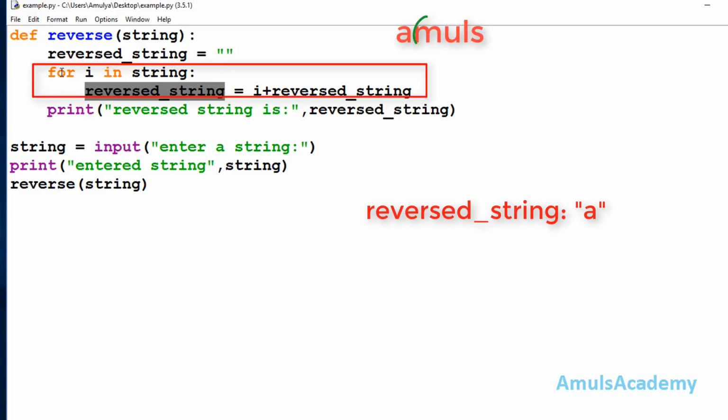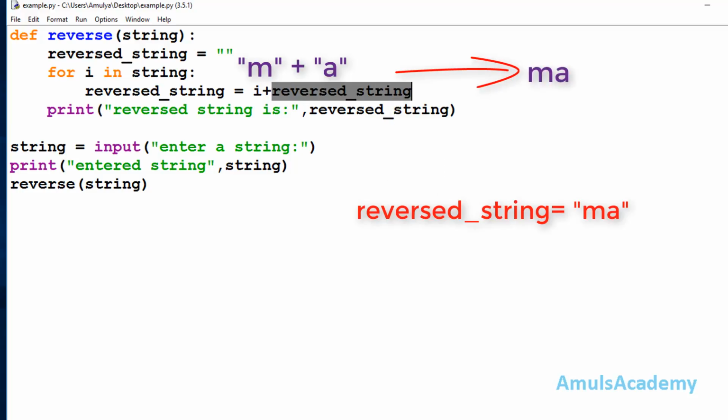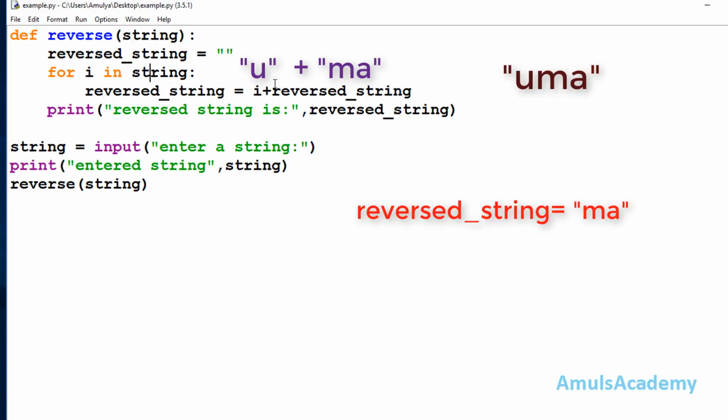Now again control goes to the for loop and the i value becomes M. Again it will come to the for loop body, and here i plus reverse string. Here i is M and reverse string is A, so it will do M plus A. So we'll get MA. Again control goes to the for loop body. Now the i value becomes U. Again it will come to the for loop body. Now i is U and reverse string is MA, so it will concatenate that. So we'll get UMA.